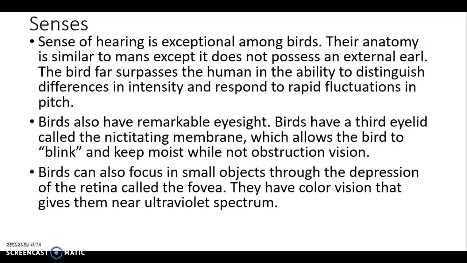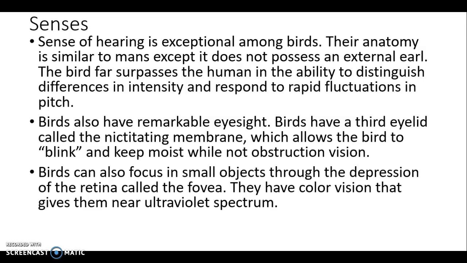Senses. Sense of hearing is exceptional among birds. Their anatomy is similar to man's, except it does not possess an external ear. That should say ear. Sorry guys, you know my typos. The bird far surpasses the human in the ability to distinguish differences in intensity and response to rapid fluctuation in pitch.